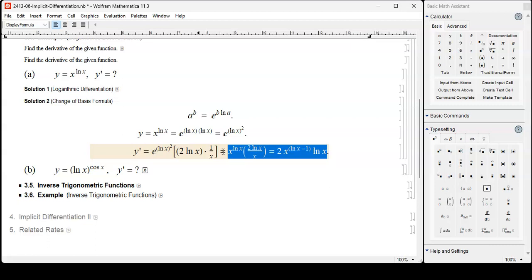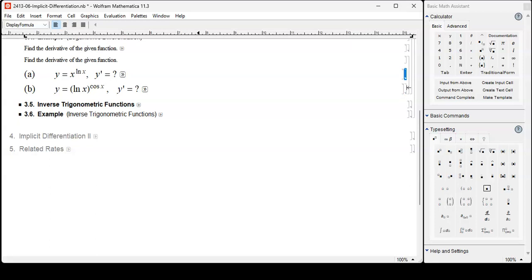Which method do you like better? Me personally, I like the change of base formula better. Most students, as a matter of fact, preferred logarithmic differentiation in my experience. The reason, the change of base formula is shorter and elegant, but the trade-off is each step is that much more condensed, more complicated. Logarithmic differentiation, on the other hand, is longer, it has more steps, but the trade-off is each step is simpler.